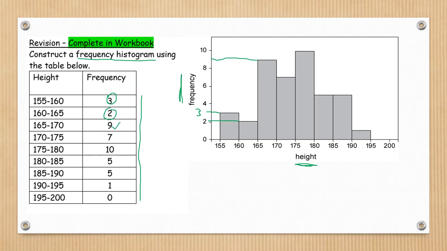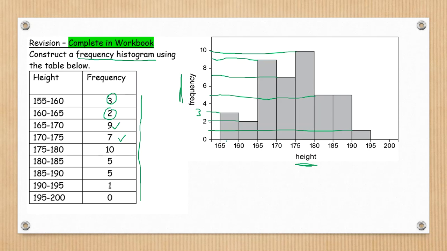So that's a 9. This one's a 7, 10, 5, 5, and 1. And you'll notice that between 195 and 200, the score is 0. So that's what a frequency histogram looks like.